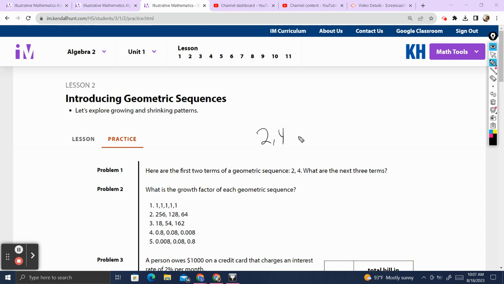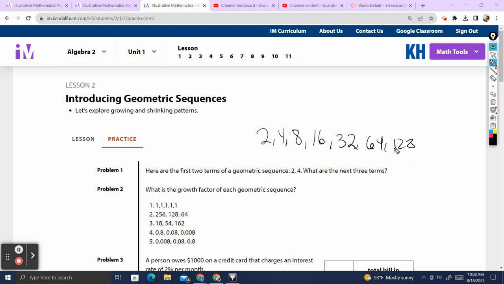Well, when we have a geometric sequence, we're multiplying each of the terms by something to get the next term. So to get from 2 to 4, we multiplied by 2. So we're just going to multiply the next term by 2. 4 times 2 is 8. 8 times 2 is 16. 16 times 2 is 32. 64, 128. We can keep going, but we only asked for 3 terms.